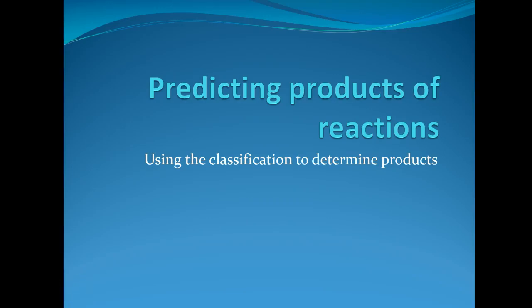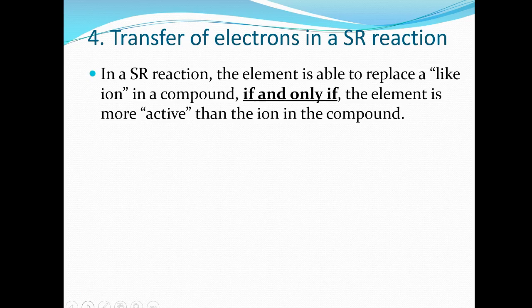Okay, so now we're moving on to a new kind of classification. We've done double replacement, which is where a solid is made. We've done acid-base, where liquid is made, water in particular. We're going to do the gas ones in a minute. Right now we're going to do something called single replacement reactions, and they involve the transfer of electrons.